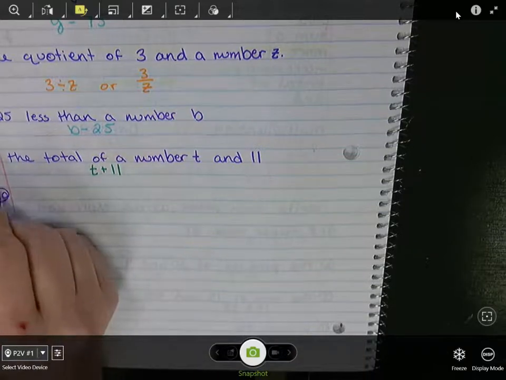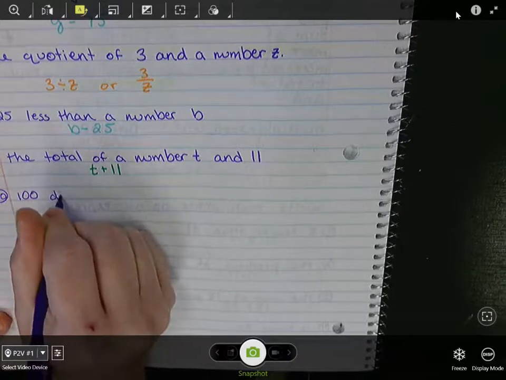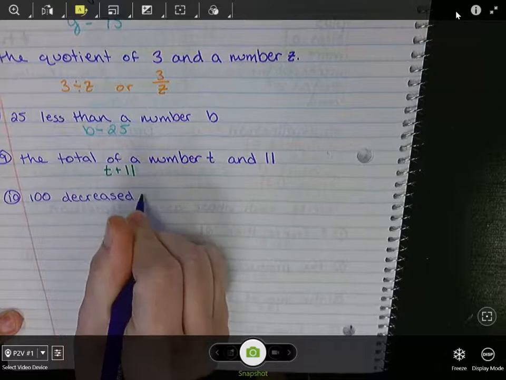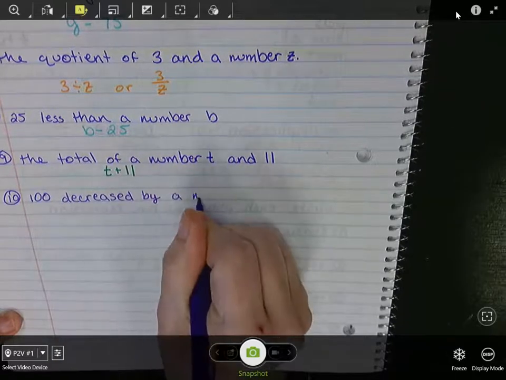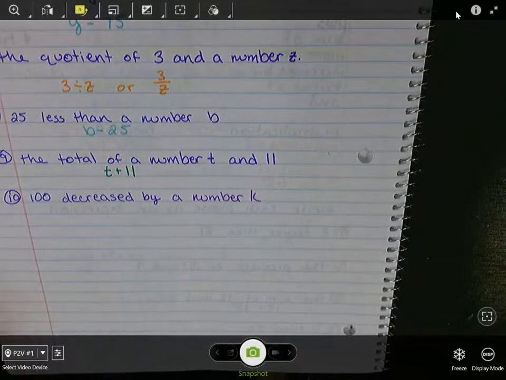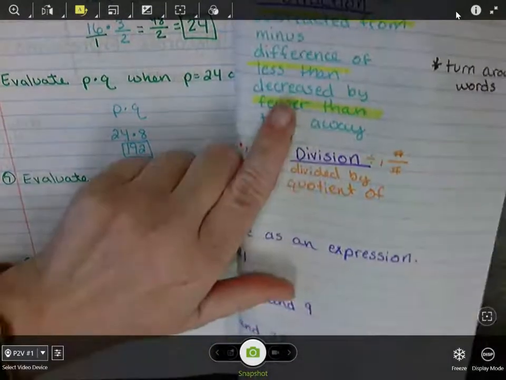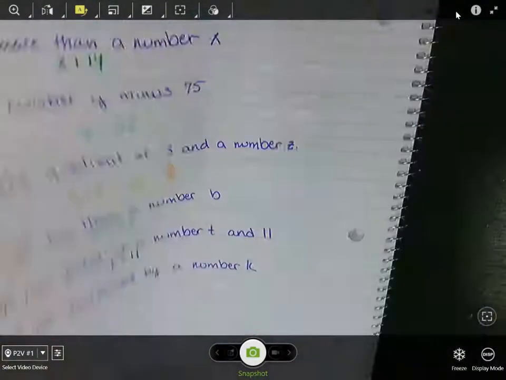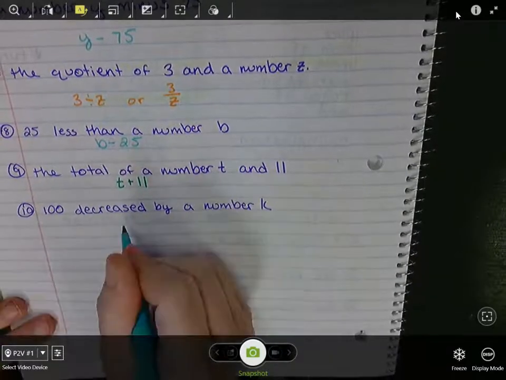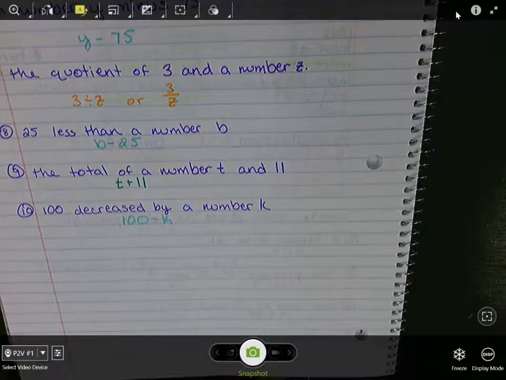All right, number 10. 100 decreased by a number k. Okay. All right, so I go back and look at my notes, and I find decreased by, which is right there, and it is subtraction. Okay, so I'm going to subtract, and so I would do 100 minus k.